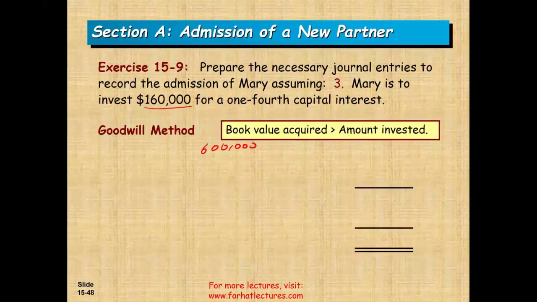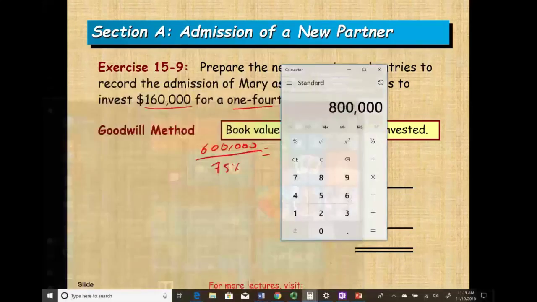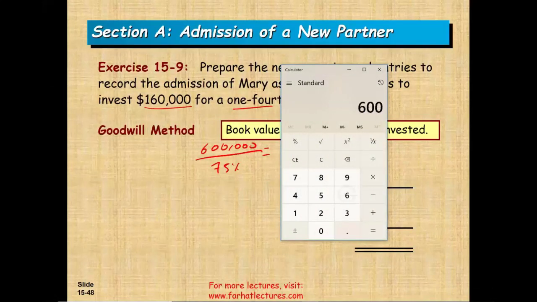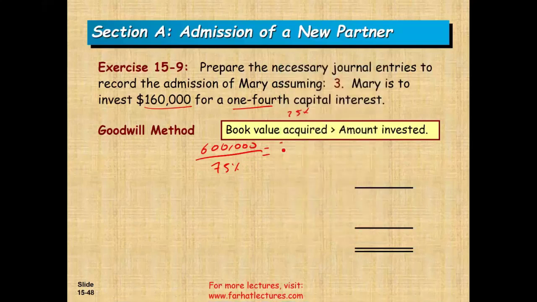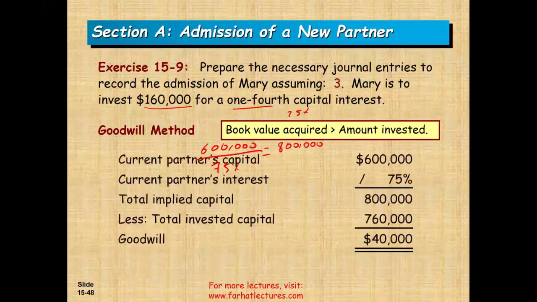And now we are going to give Mary 1/4. We're going to give Mary 25%. That means the 600,000 represents 75% of the company. What is 600,000 divided by 0.75? It equals 800,000. We are implying the company is worth 800,000. Okay, but the invested capital is only 760 after Mary invests her money. So we have a goodwill of 40,000.